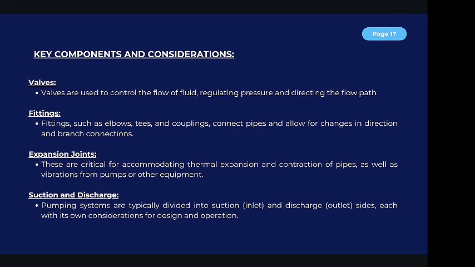So this auxiliary machinery ensures the main engine and other systems operate smoothly and efficiently, because these systems are vital for maintaining a safe environment on board, including the fire suppression, navigation, and cargo handling. And systems like air conditioning and ventilation contribute to the comfort of the crew and the passengers.